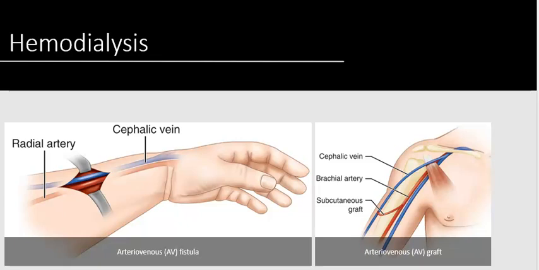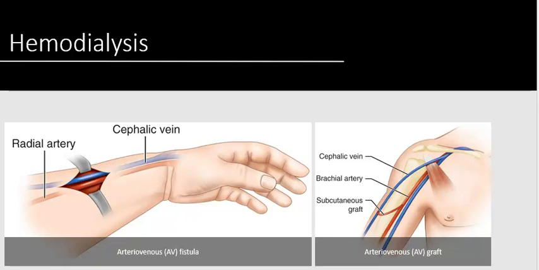There are two common choices. You have an AV fistula and an AV graft. They're formed surgically by connecting an artery to a vein. The vessel most used is the radial or brachial artery or the cephalic vein in the non-dominant hand. It takes about 4 months to mature.